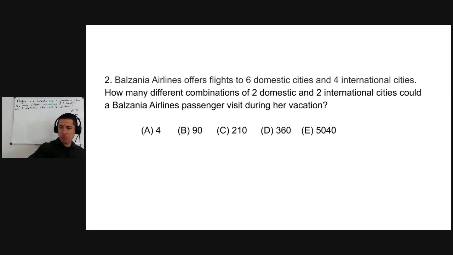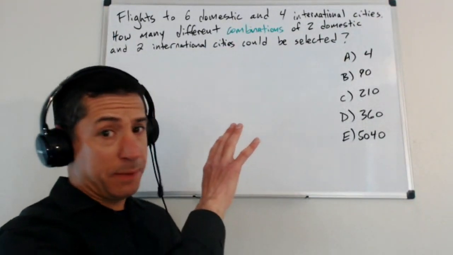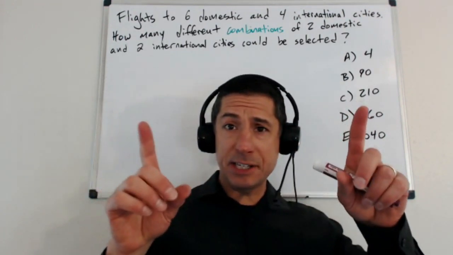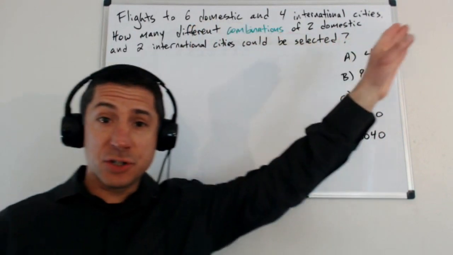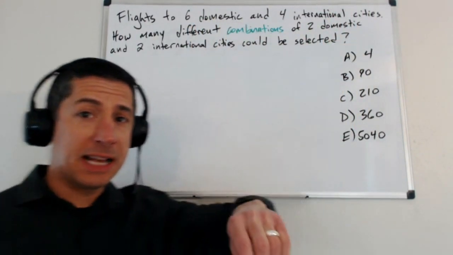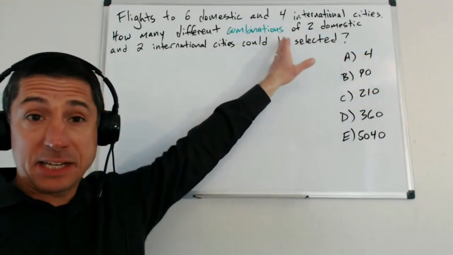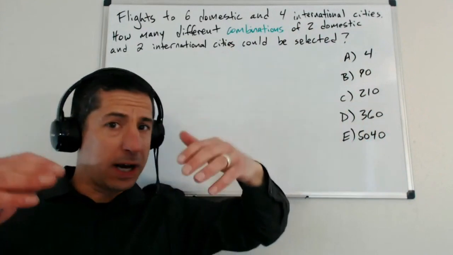As always, if you need a little bit more time, feel free to hit the pause button. Okay, pretty much a warm-up level question here as well. The only thing we've done differently is now instead of 10 destinations and we're visiting them in order, now we've made it 6 domestic, 4 international, and we're going to choose 2 domestic and 2 international. And notice from the language, order clearly doesn't matter here. It says combinations, nothing about visiting them in the order that they are chosen, just visiting them in whatever order.